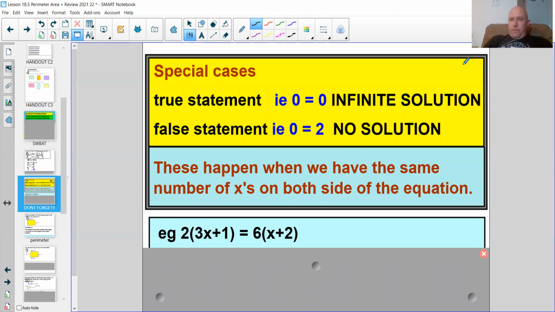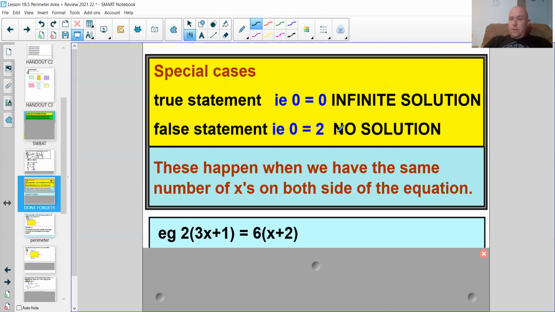Time for that reminder, as we've had most lessons: don't forget the special cases. Sometimes when we have the same number of x's on both sides and the x's cancel, we just get left with numbers. When we get left with the same number, we say infinite solutions. So for example, 0 equals 0. Or if we get different numbers because the x's cancel, like 0 equals 2.